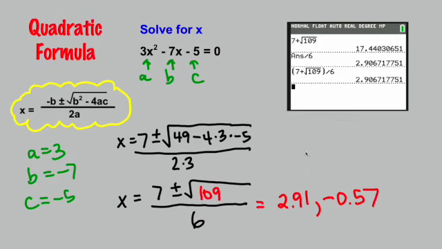And then just go ahead and do the exact same thing, but instead of a plus, you put a minus here. So it's 7 minus square root 109, and then divide by 6.